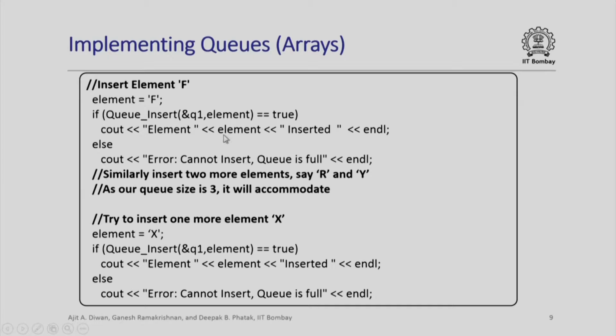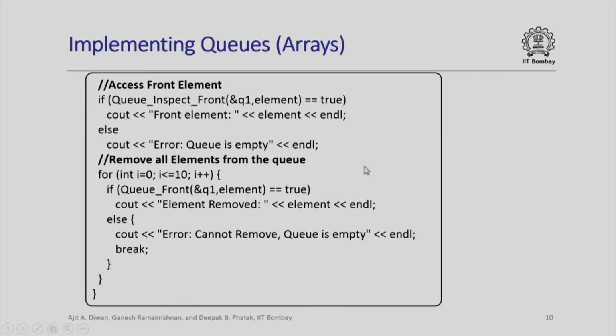Of course, if the array is already full, I will get an error, which will not happen in this case. In exactly similar fashion, I can insert 2 more elements, say r and y. After having inserted f, r and y, because I have assumed the maximum size of my array to be 3, there is strictly no place anymore for any new element in the queue. Therefore, if I try to insert one more element x using exactly the same code, this time I will get an error, sorry, cannot insert because queue is full.